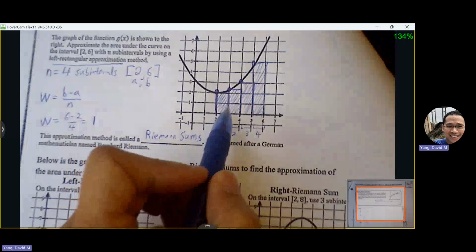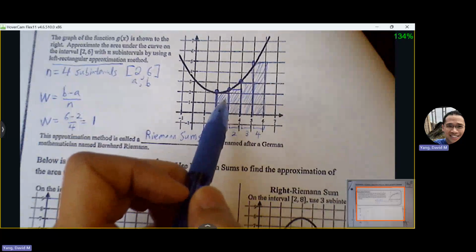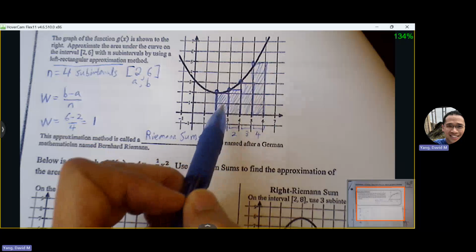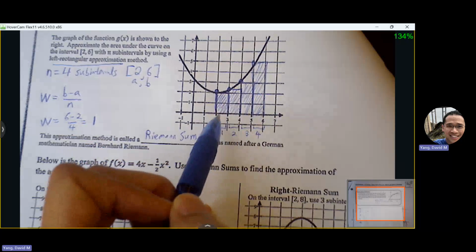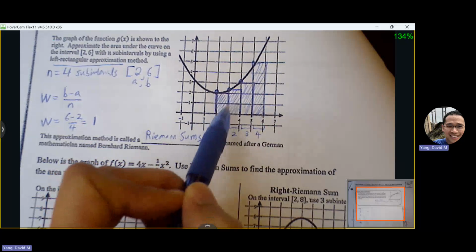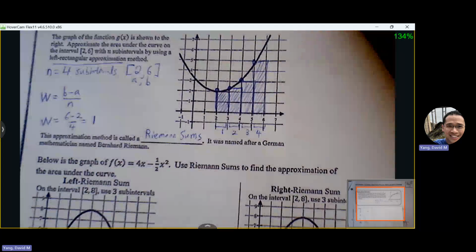Obviously this is not going to be the exact area under the curve. We see all these gaps here, but it's an approximation. So we just do width times height, and just add them all up.